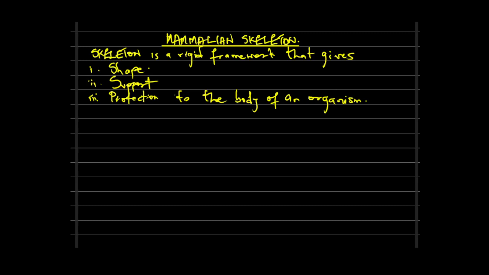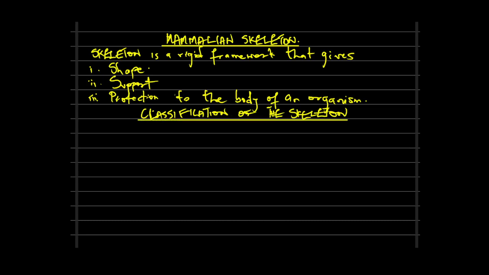So when we have an organism, the reason why the organism has a specific shape and it has the ability to support the organs inside of it and to also protect these internal organs is as a result of the skeleton that organism possesses. So we'll be looking closely into the classification of the mammalian skeleton.